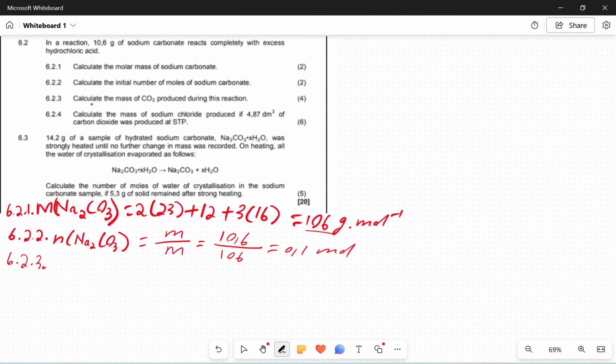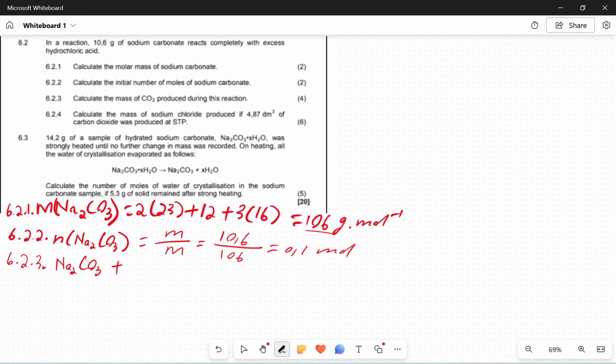Okay, done. We move on to 6.2.3. What are they saying there? They are saying calculate the mass of carbon dioxide produced during this reaction. Okay, all right, so here, guys, they are saying we must find the mass of CO2, but the problem is that we don't really see where CO2 is here, and we are supposed to use ratios. That means we must write a balanced equation first to answer this one. So we are told that sodium carbonate reacts with hydrochloric acid, which is HCl, right?